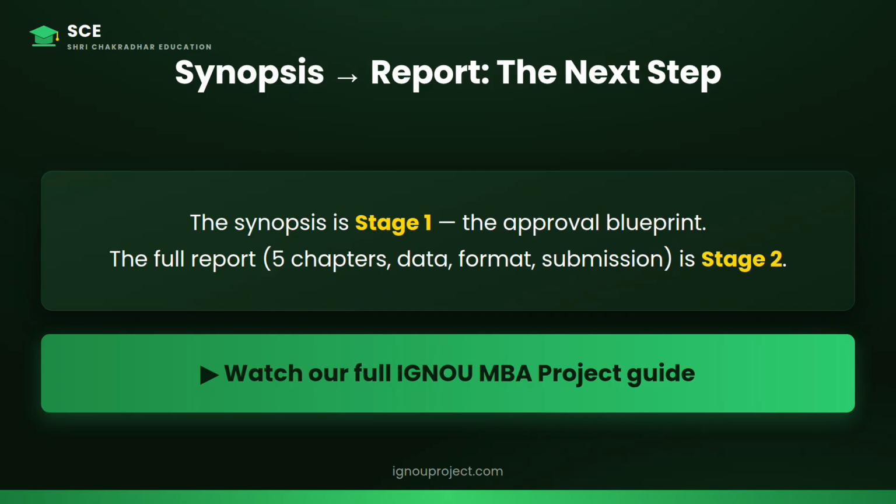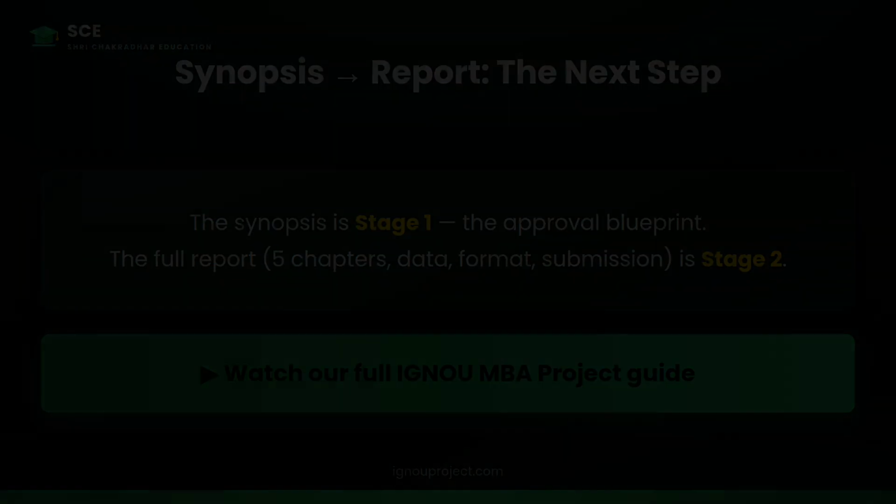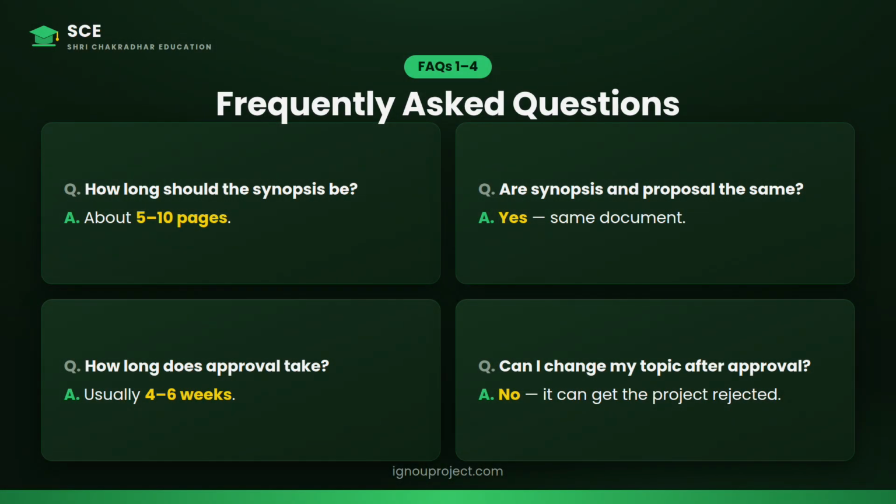For the complete report format, the full list of project topics by specialization, and the step-by-step submission process, watch our full IGNOU MBA Project guide, linked in the description and on the screen now. This video has given you a fully approval-ready synopsis. That one takes you all the way to final submission. Now let's answer the 20 most common questions students ask about the IGNOU MBA Project synopsis.